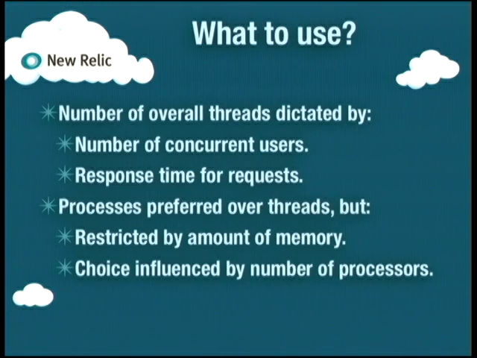How many processes and threads should you use then? The total number of threads across all processes is dictated by the number of overlapping concurrent requests. How much overlap there is depends on response times and throughput. Processes are preferred over threads, but constrained by memory you have available. The optimal number can also be dictated by how many processors are available on the system. Unicorn, for example, recommends you use 2 to 4 times the number of processes as you have CPU cores available.